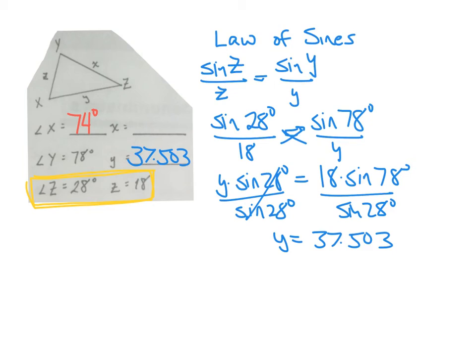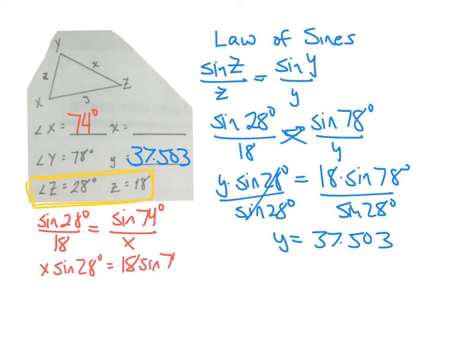I can go back to using law of sines in the same way. I have that the sine of z is related to side z, just like the sine of x, that's 74 degrees, is related to side x. We're going to do the exact same thing of cross multiplying first, and then dividing by that sine of 28. So x will be 18 times the sine of 74 degrees over the sine of 28 degrees.